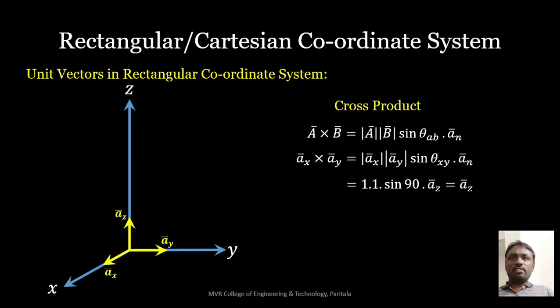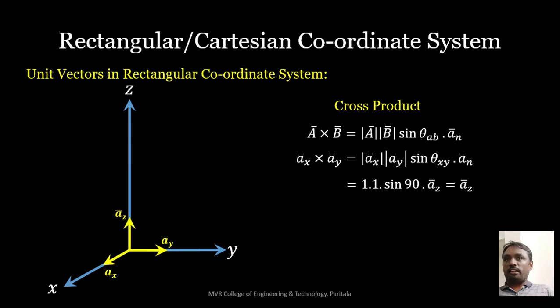I will tell a simple technique without using the screw rule. No problem. Here the angle is made from x to y, so we have to rotate the screw in the anti-clockwise direction. Anti-clockwise direction means upward direction. So the upward direction in vector form is az.